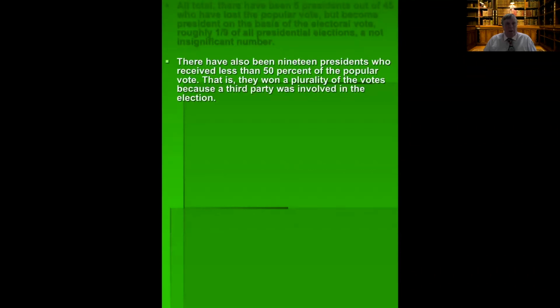There have also been 19 presidents who have received less than 50% of the popular vote. That is, they won a plurality of the votes because a third party was involved in the election. So there have been numerous times when presidents took office without having a majority of the popular votes, although they did win the electoral votes generally.